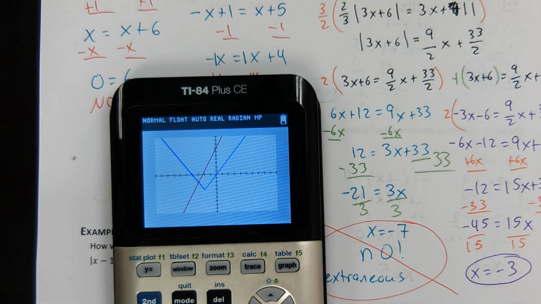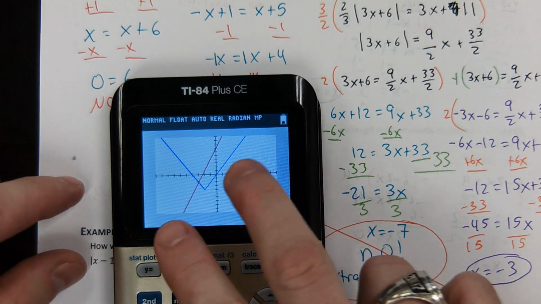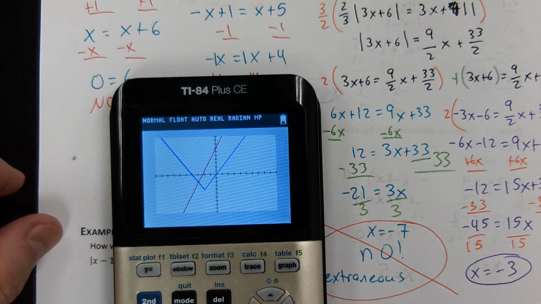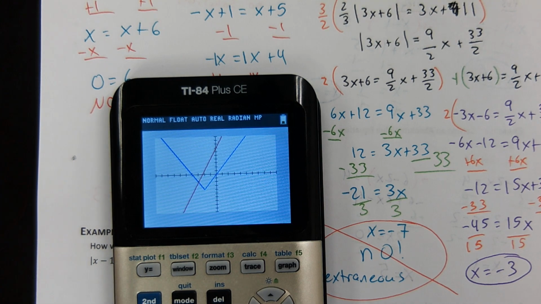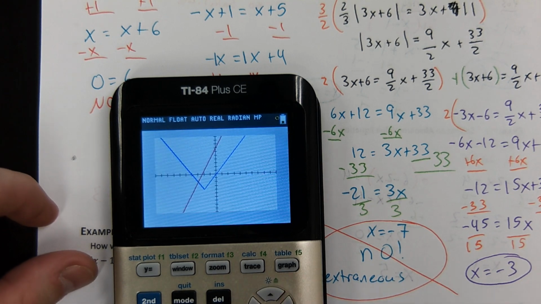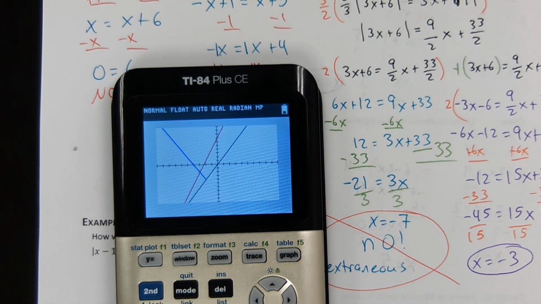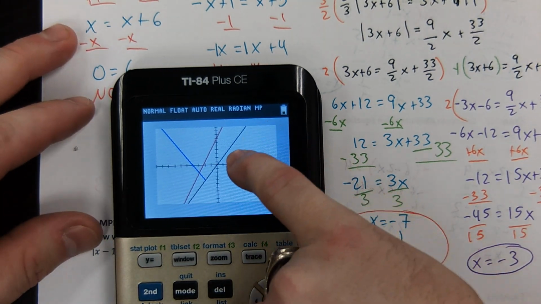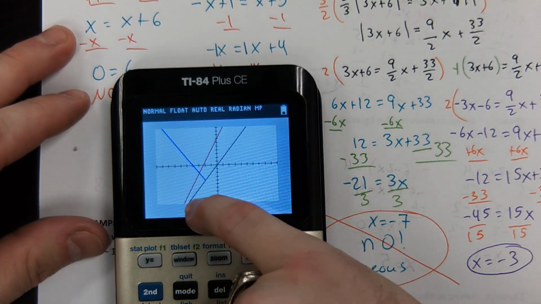I can actually make the straight line come in and out of existence. What is that line? It looks like y equals 2x. Is it? Yeah, there you go. So this is the line y equals 2x right here.